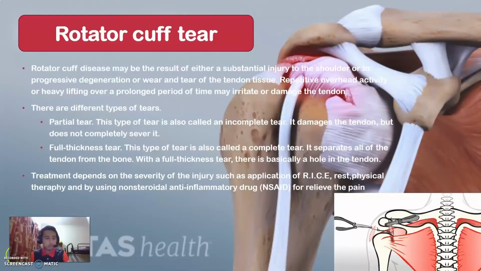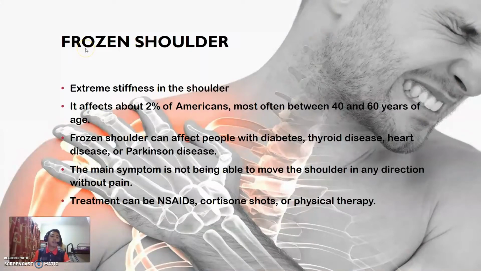The next one is about frozen shoulder. Frozen shoulder happens when there is extreme stiffness in the shoulder. It affects about 2% of Americans, most often between 40 and 60 years of age. Frozen shoulder can affect people with diabetes, thyroid disease, heart disease, or Parkinson's disease. The main symptom is not being able to move the shoulder in any direction without pain. Treatment can be NSAID, cortisone shot, or physical therapy.